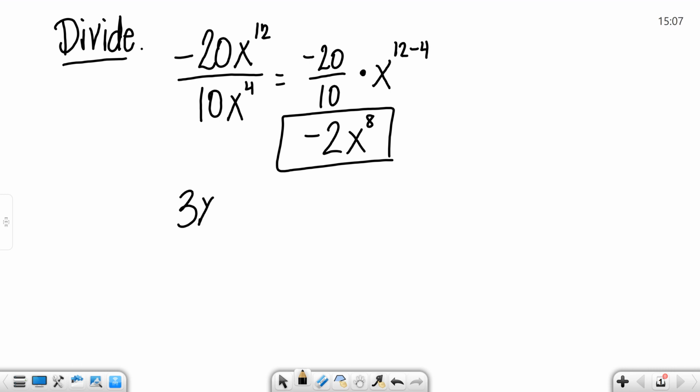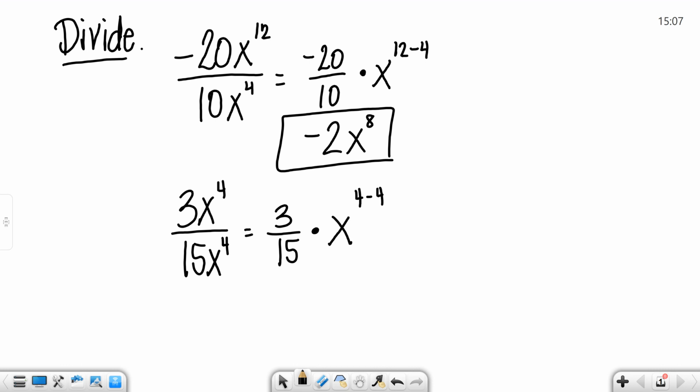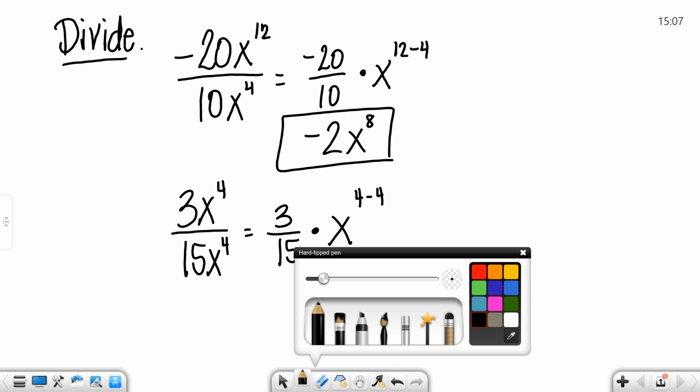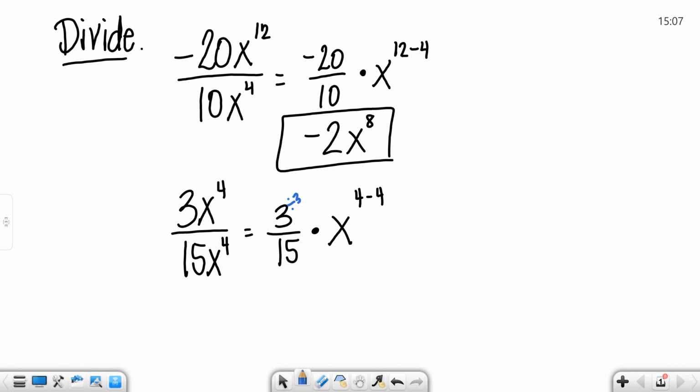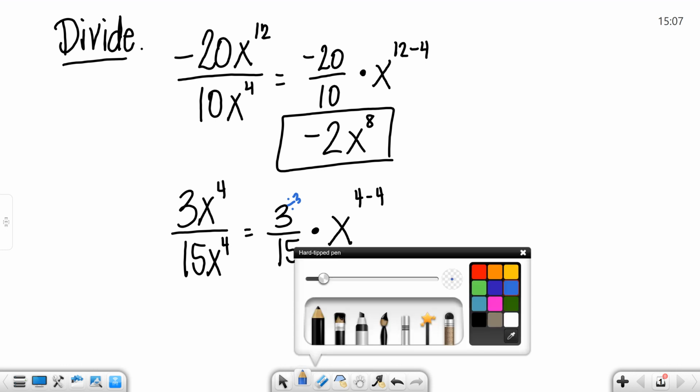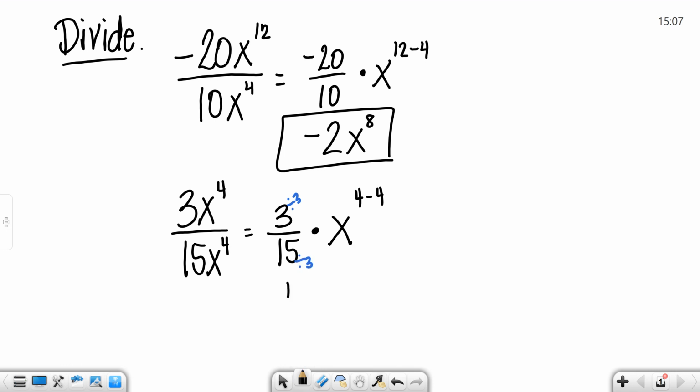If I had 3x to the 4th divided by 15x to the 4th. All right, now we're going to use the same little idea. Take my numbers, 3 over 15, multiply it by x to the exponent minus exponent. Okay, 3 over 15 is not 5. That is a common mistake. We simplify the fraction by dividing both of them by 3. That would give me 1 over 5.